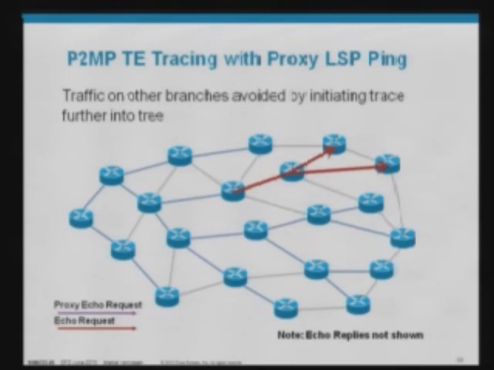As you can see, if you have watched it, only a part of the tree has been traced with the proxy ping, and not the entire tree, because you can detect the fault location faster. And also the rest of the tree is kept unique.